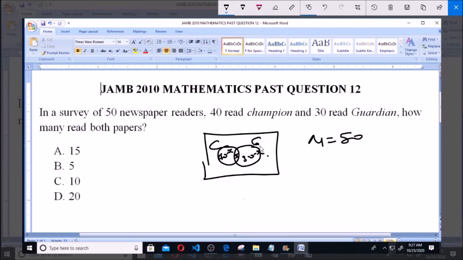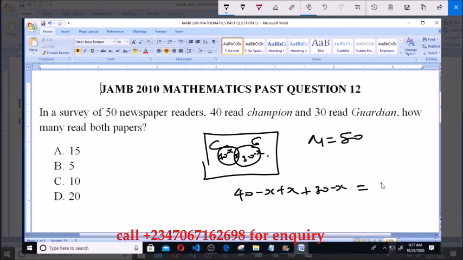So now when we sum up all this, it will give us what? 50, which is the universal set. So we can now say 40 minus X plus X. That is, 40 minus X simply means those that read what? That read Champion alone, plus X, which is those that read both Guardian and Champion, then plus 30 minus X, which represents those that read Guardian alone.